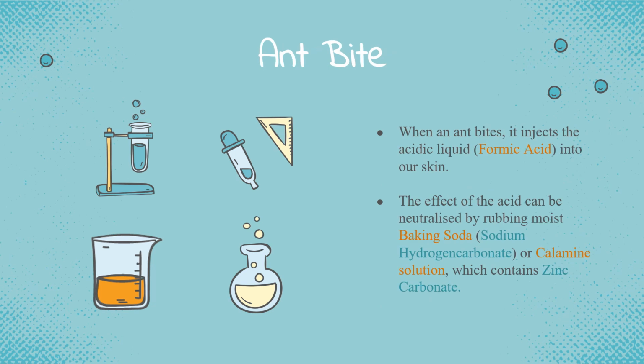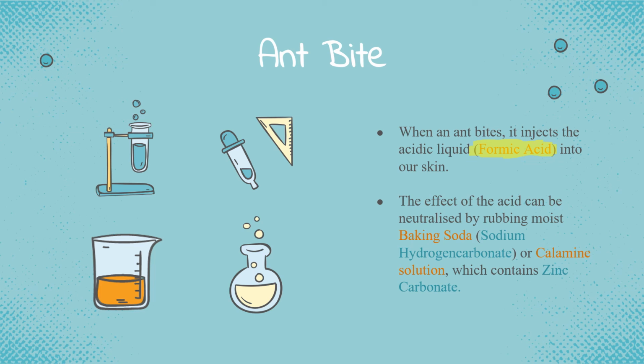Ant bite. Now, if you guys ever have had an ant bite you, you will know that it starts stinging or hurting in that area, right? Well, that is due to formic acid. When an ant bites you, it releases formic acid onto your skin, and this actually causes the sting and hurt. So how do we take care of that? Again, I'm sure you must have guessed it, through neutralization.